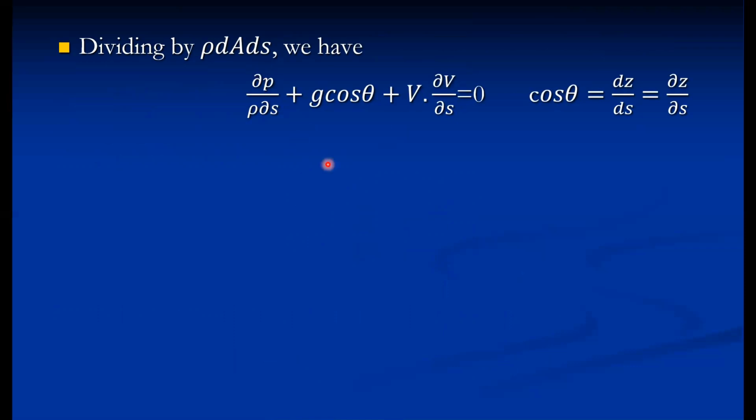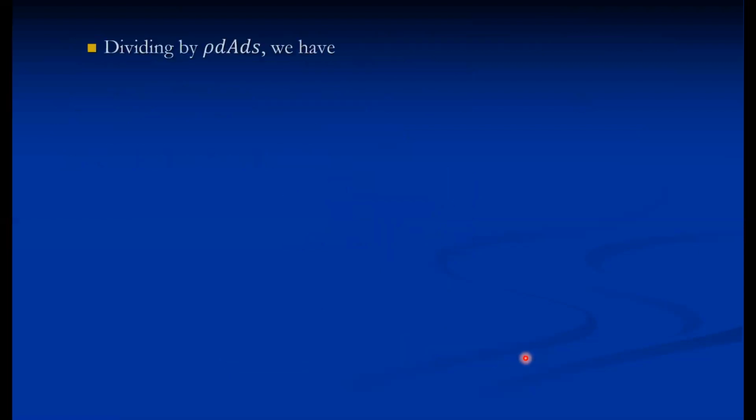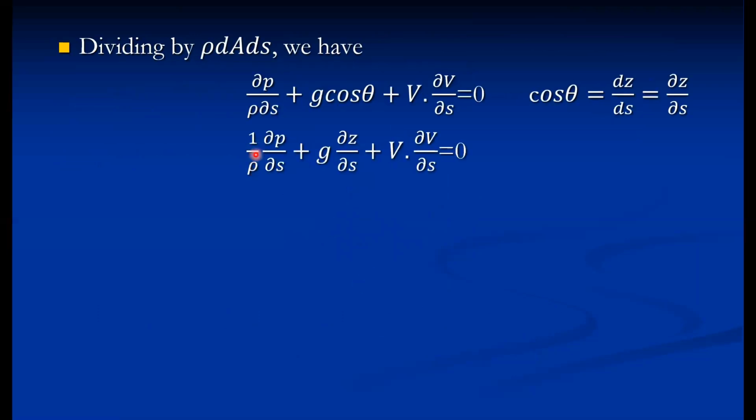So on dividing, dA ds cancels, and we are left with minus ∂p/∂s into 1/rho, then g cos theta, and v into ∂v/∂s. Rearranging, taking all terms on one side and equating to 0, we get ∂p/(rho ∂s) plus g cos theta plus v ∂v/∂s, equal to 0.